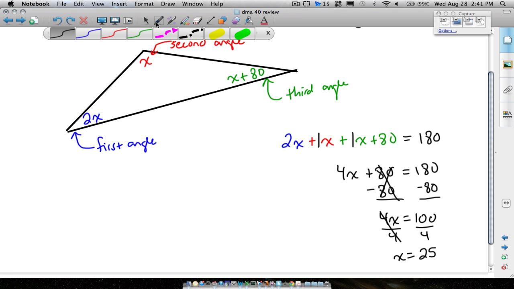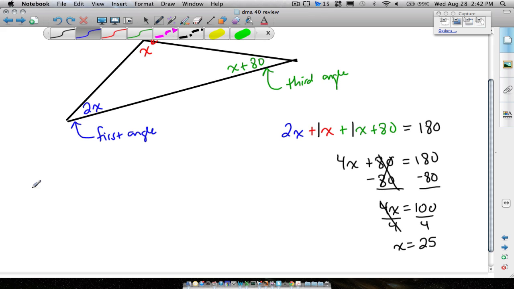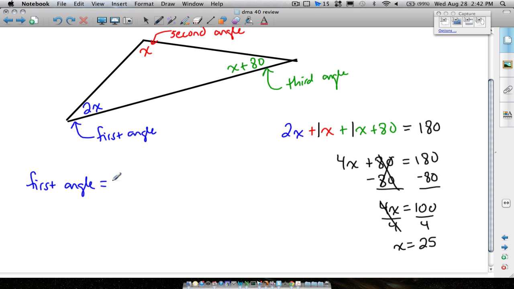So back to your picture. And look, the reason I'm going back to the picture, the question says to find the measure of each angle. So we need to know all three of these. So the first angle, we said it was 2x. So first angle equals 2x. And now since we have found that x is equal to 25, therefore we multiply 2 times 25. We're plugging 25 into that x right there. That gives us an angle of 50 degrees.